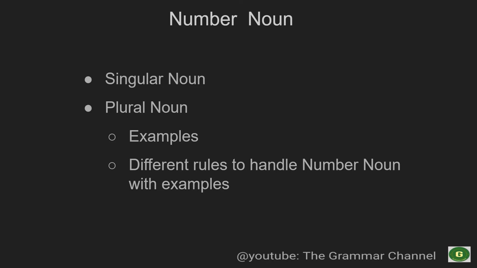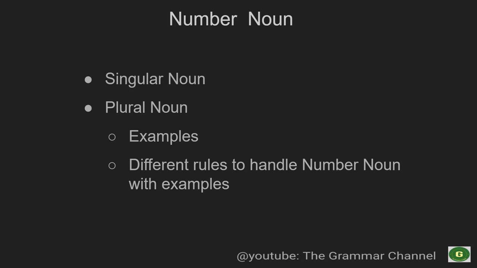Now, the sixth rule. If a singular noun ends with F or FE, please listen carefully, if a singular noun ends with F or FE, then change the F into V and add ES. I repeat, if a singular noun ends with the letter F or FE, then to make it into plural, we have to change F into V and add ES.